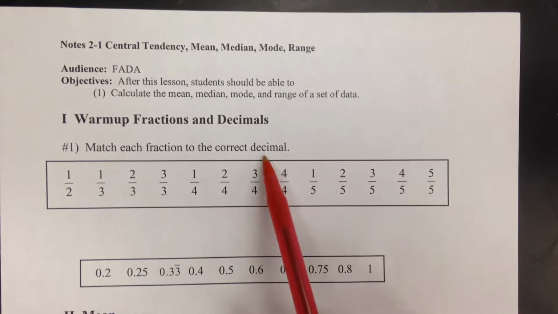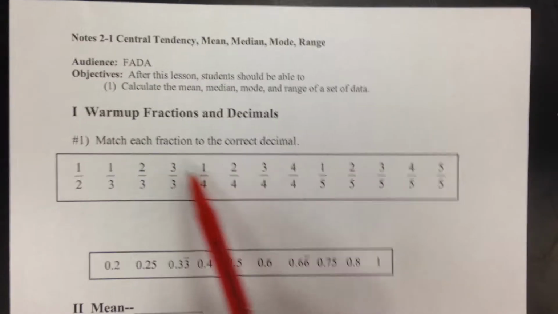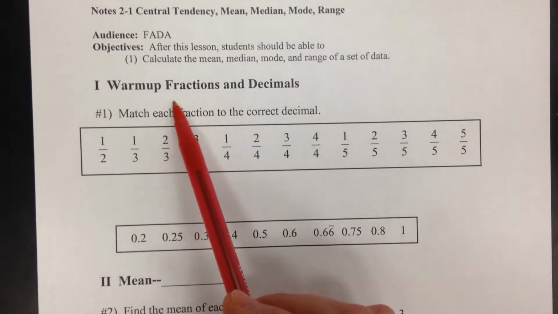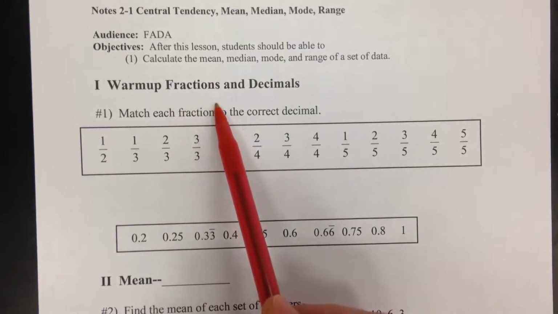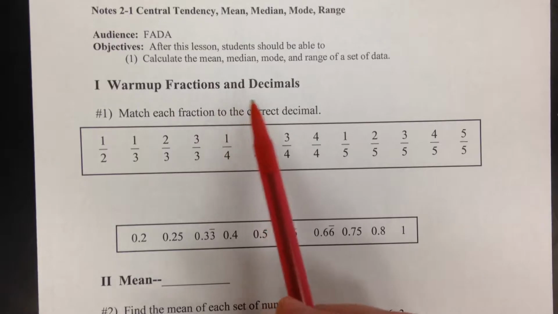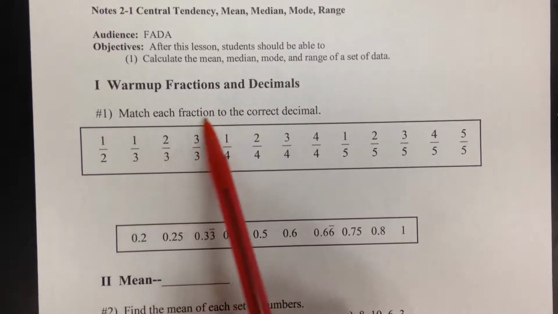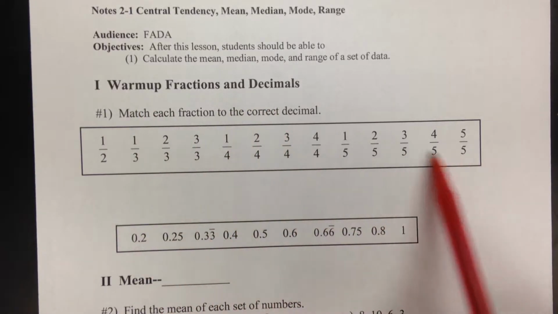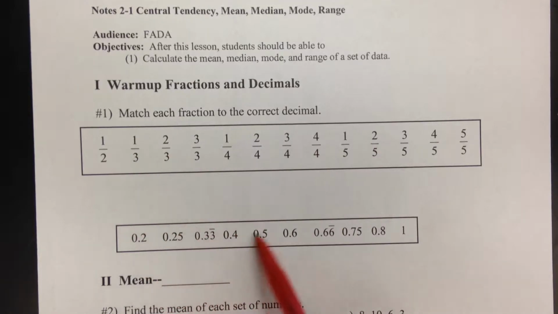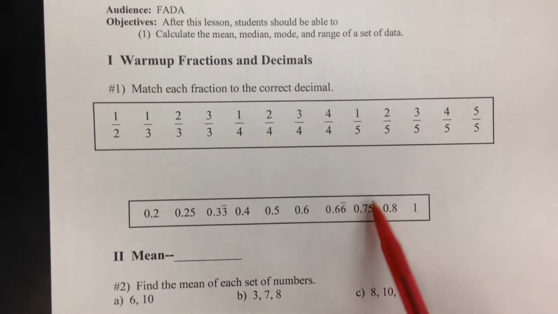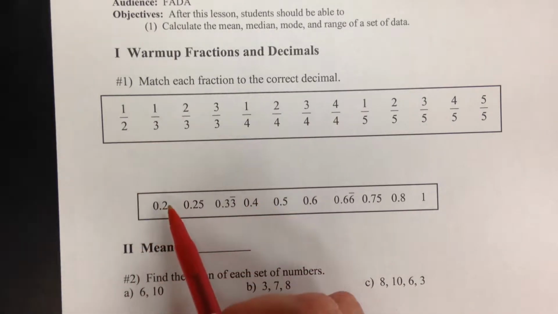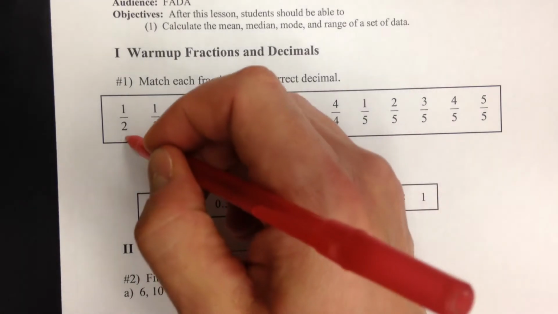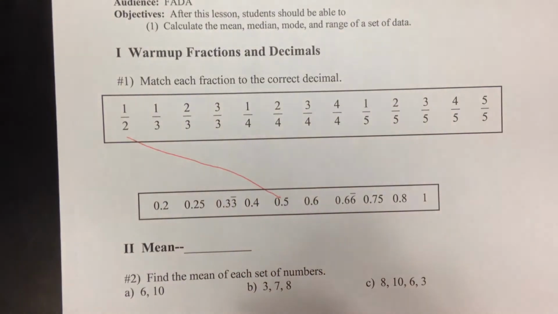Okay, so this is kind of a review of Algebra 1 concepts, and we're going to start our warm-up here. Fractions and decimals. It's important to be able to do some conversions without using the calculator. So in number 1, we want to match each fraction in this box here to the correct decimal, which is below. Okay, so 1/2 is the same thing as 0.5. And so we can draw a little line there and connect that.